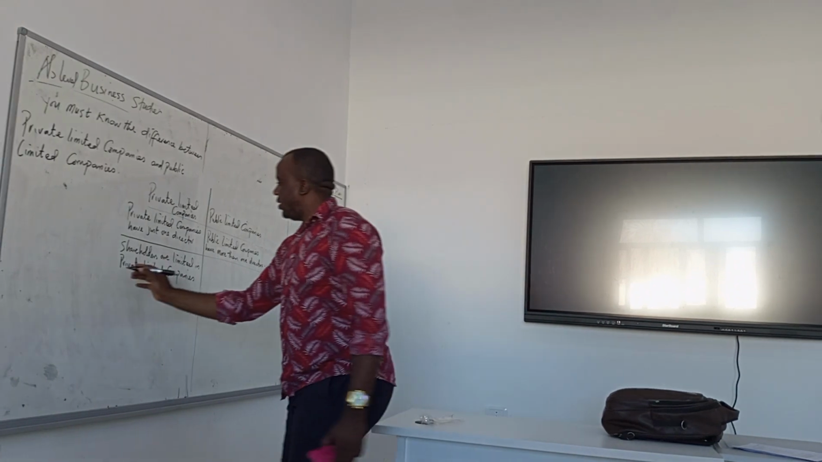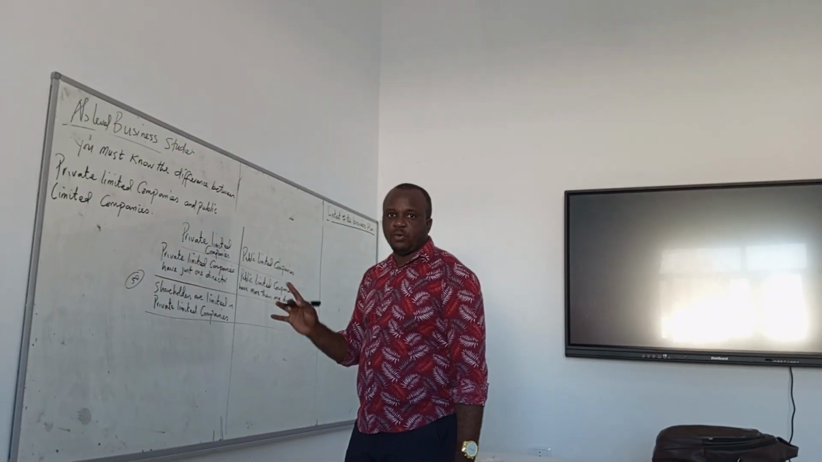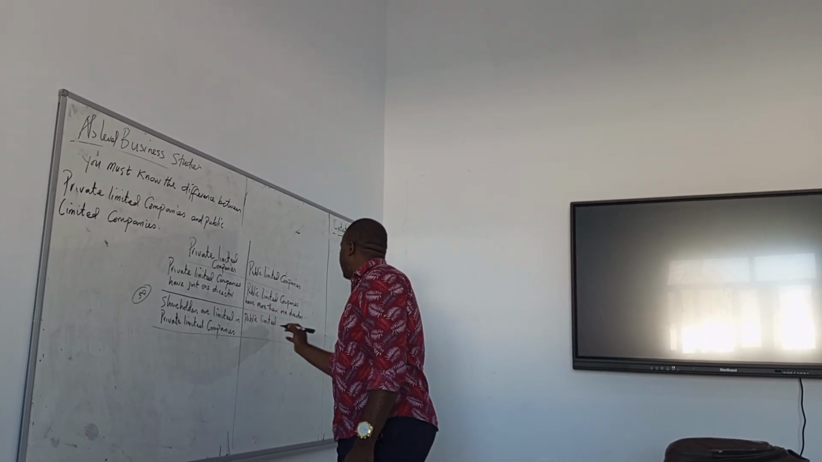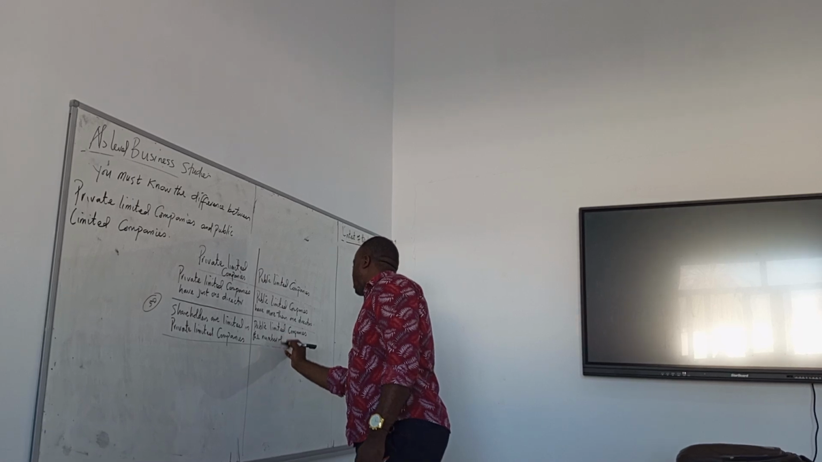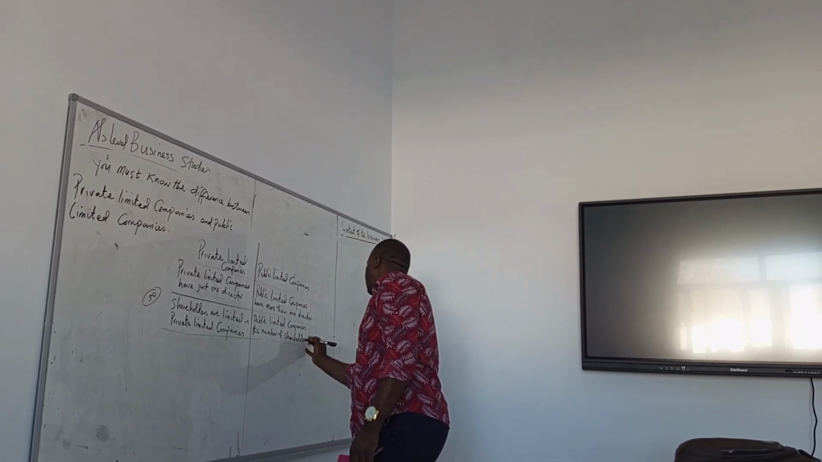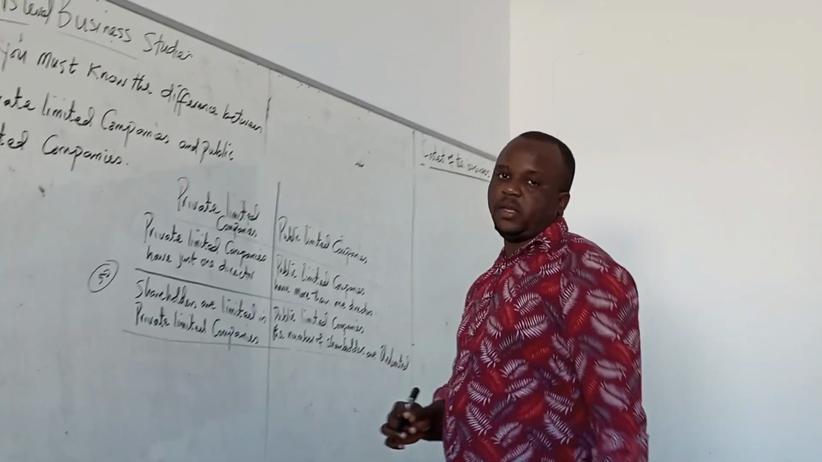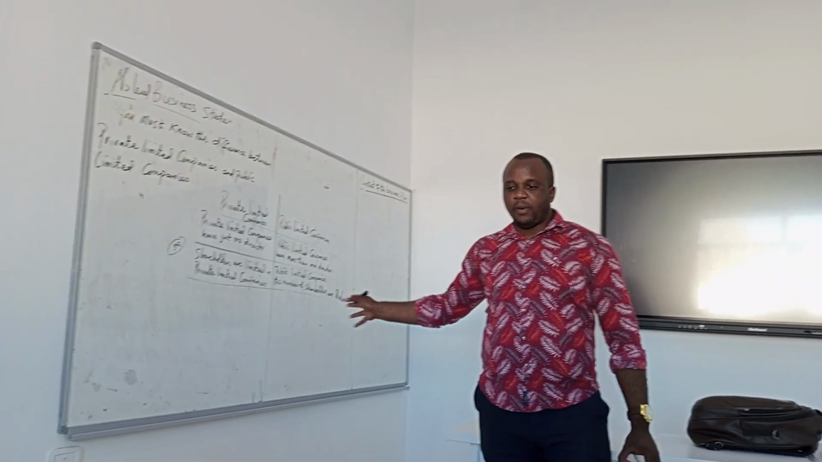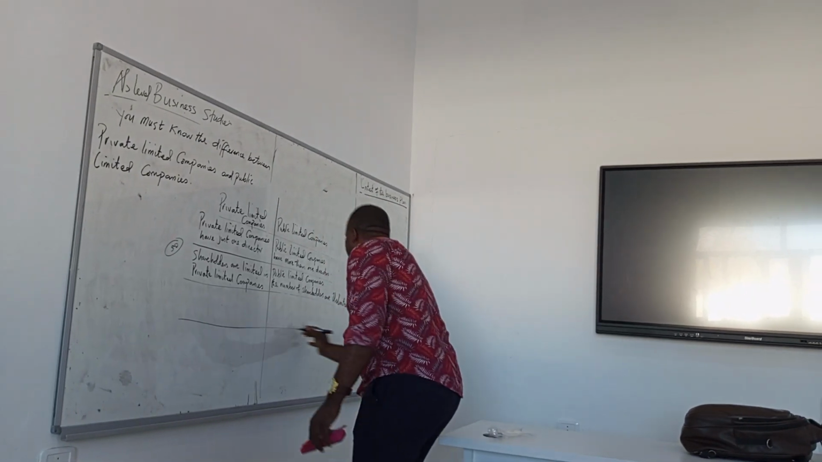Then secondly, you can say in private limited companies, the number of shareholders is limited. Of course, when we were taking the lesson, we said it's limited to 50. But for public limited companies, the number of shareholders is unlimited. So for private limited companies, the number of shareholders is limited, but for public limited companies, the number of shareholders is unlimited.